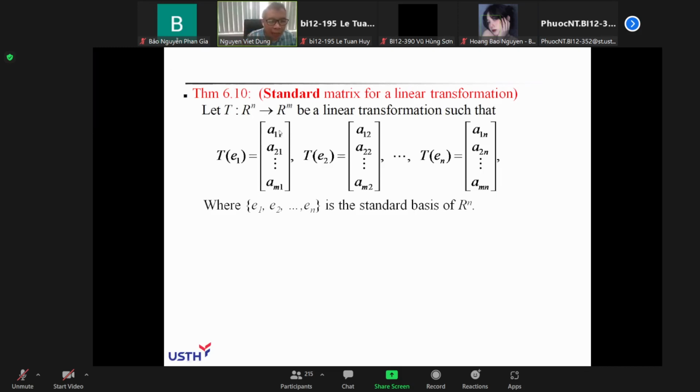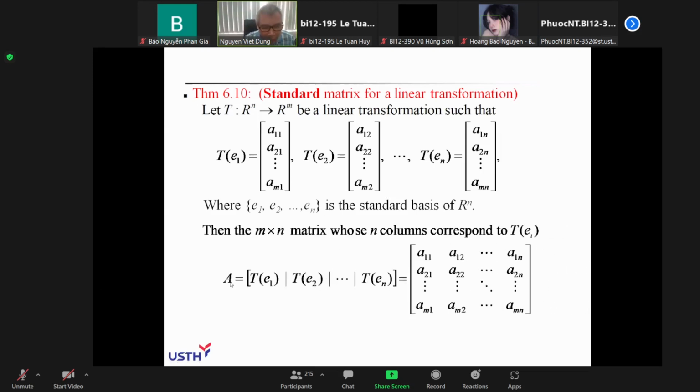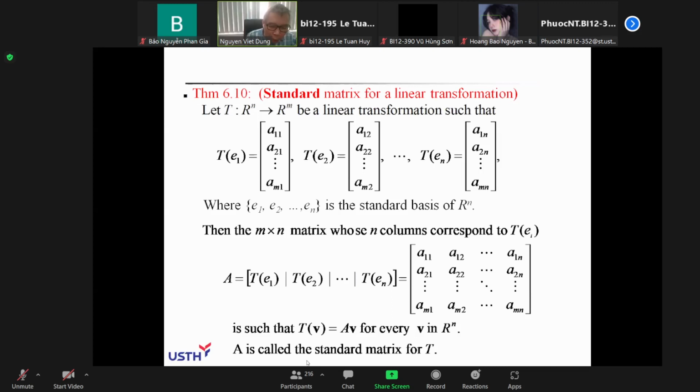Now we have n columns like that. Now we put them side by side together, like that. We get a matrix A. The first column is T(E1), the second column T(E2), and the last column T(En). You get that thing. That is an m by n matrix. We call it the standard matrix of T, the standard matrix of a linear transformation T, like that.